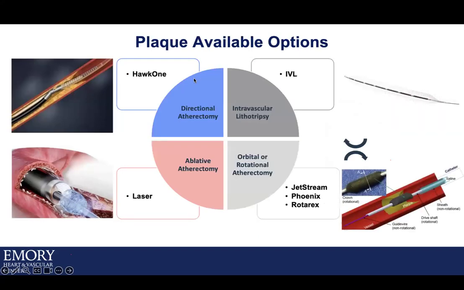There is a bunch of plaque modification techniques and tools. Everybody uses different things. There's really no criteria, no guidelines on what to use when. We use them selectively based on lesion morphology. They are really adjunctive therapies. I divide them into 4 major types: directional atherectomy, IVL or lithotripsy, orbital or rotational atherectomy, and ablative atherectomy.